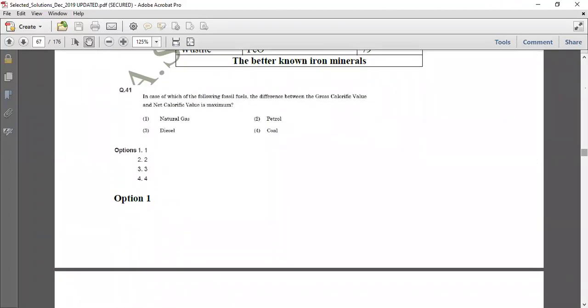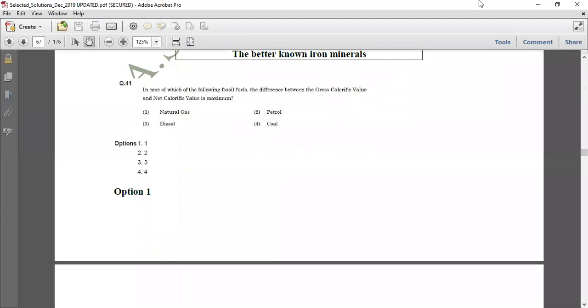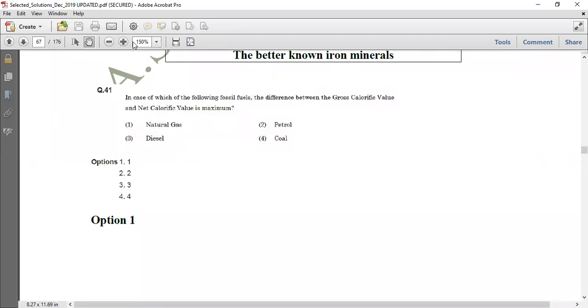Okay, so we will start with this question number 41. Yesterday we discussed till 40, and today we will start with question number 41, where the question says that in case of which of the following fossil fuels, the difference between the gross calorific value and the net calorific value is maximum.